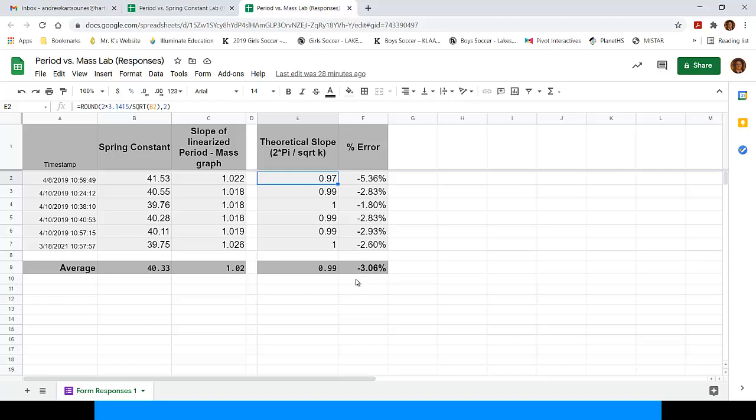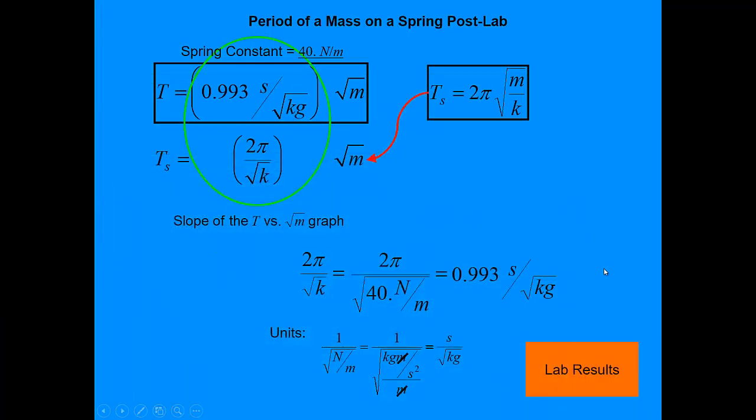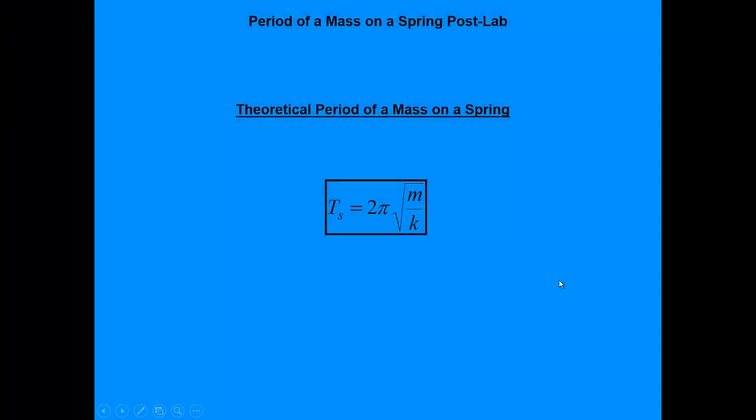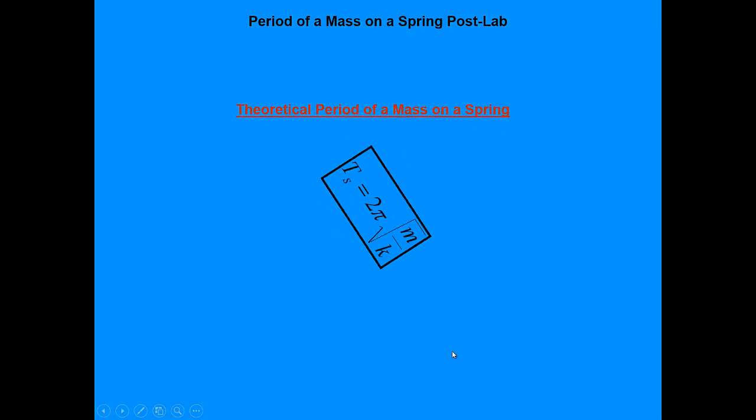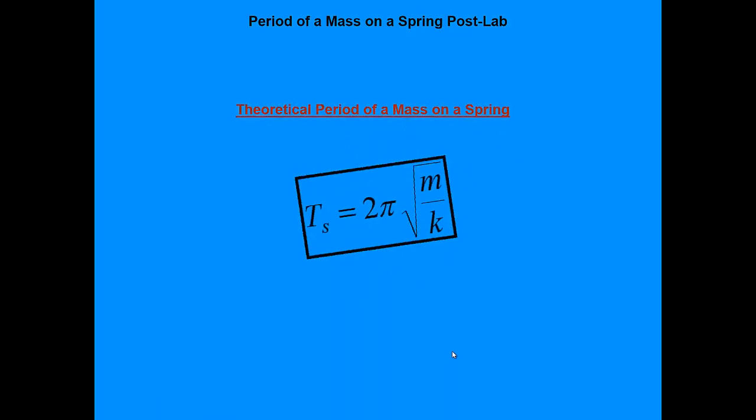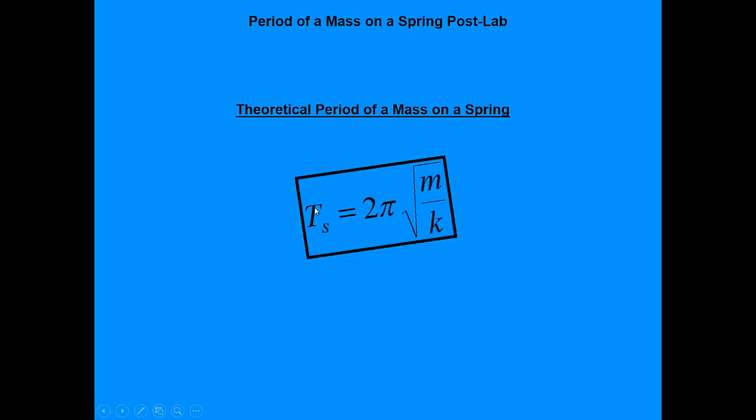Again, I would guess that most of the error comes from the fact that the spring is not perfectly ideal. It's pretty close though, right? So only 3% error there too. About the same as the first part of the lab, right? So it seems that in fact, we can say that the period of a mass on a spring is 2 pi times the square root of m over k. I don't know why that left that at an angle, but you get the idea.